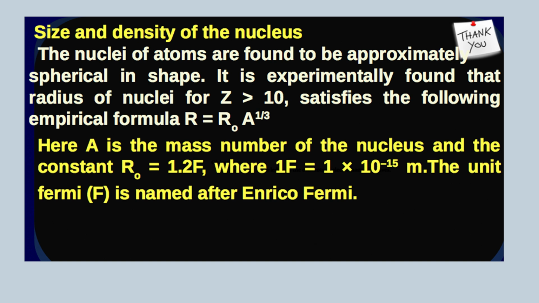This is the condition for the use of this, and this R naught is taken as an average of 1.2 F, and this F is another unit, actually named after Enrico Fermi. Now, some more parameters. One is mass defect and binding energy. Before going to this, I am just summarizing some properties.